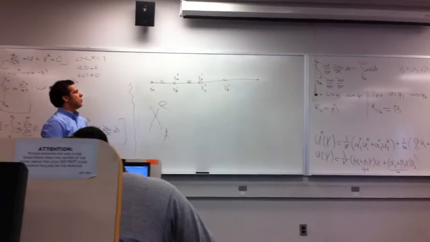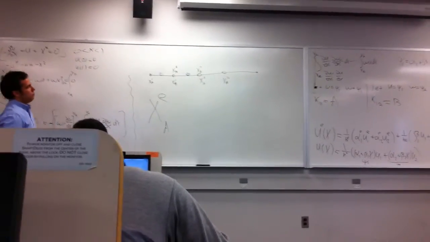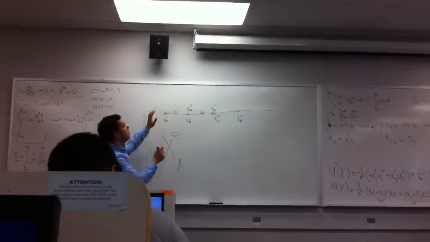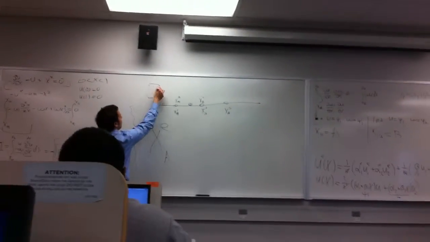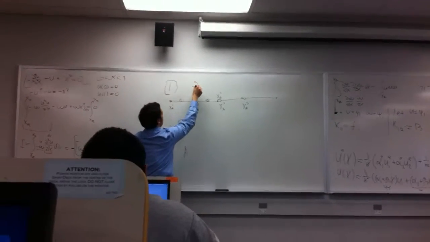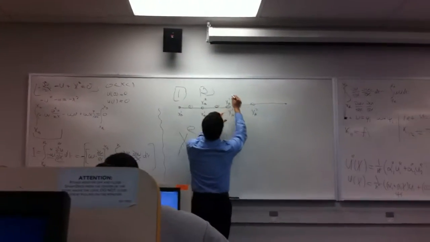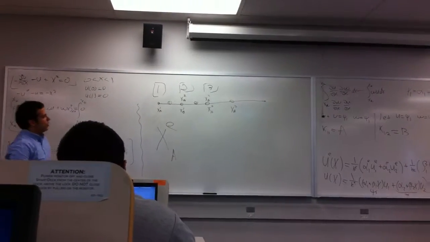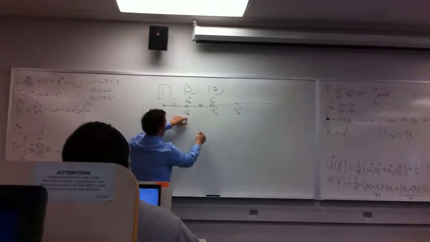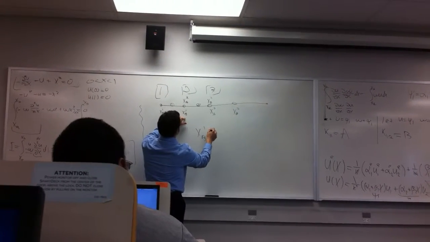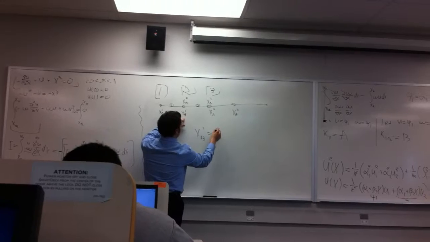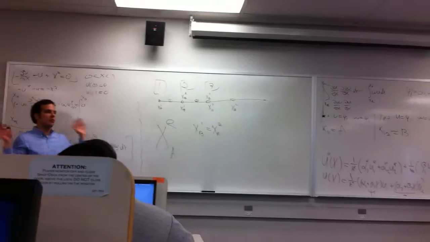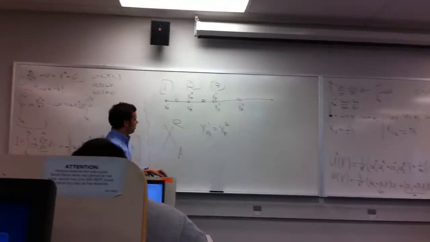All right. Now you know that this point right here is global node number 1. This point right here is global node number 2. This node right there is global node number 3. Now, note that X_B^1 is X_A^2. Everybody agrees? Everybody go with me?